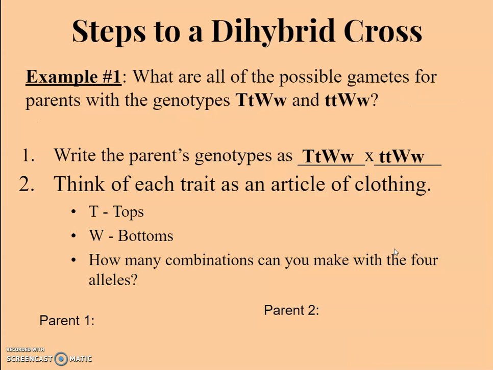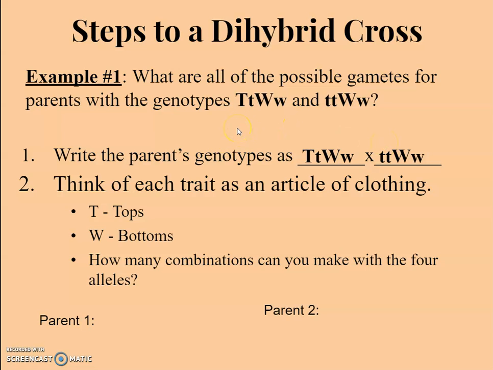So we're going to look at one example here. It asks, what are the possible gametes for the parents of the genotypes TTWW and TTWW? So the first thing we're going to have to do is write the parents' genotypes down, and then we're going to have to find the possible gametes.